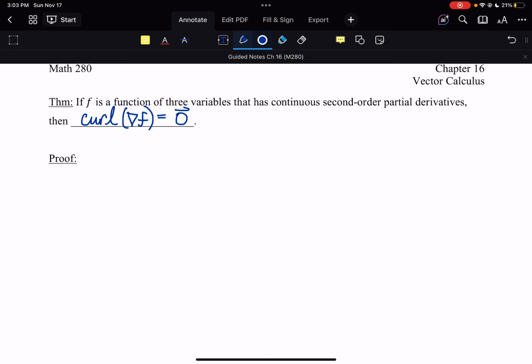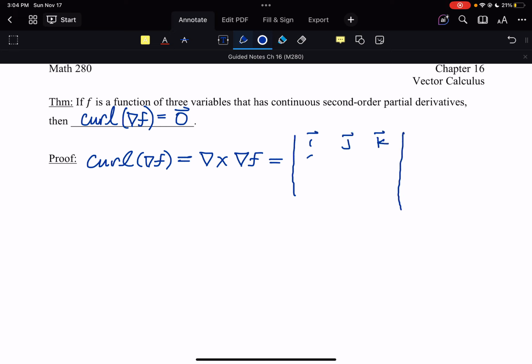And we can actually prove this. So I want to go ahead and go through this process here. So we're going to get the curl of the gradient vector field. So that's the del operator crossed with grad f, or del f. So we're going to have i, j, and k, partial with respect to x, partial with respect to y, partial with respect to z. And then the components of the gradient vector field, those are just fx, fy, and fz.